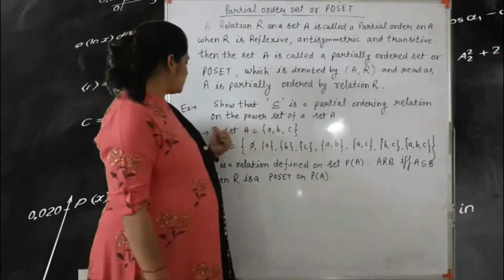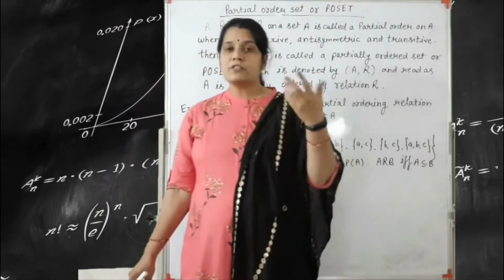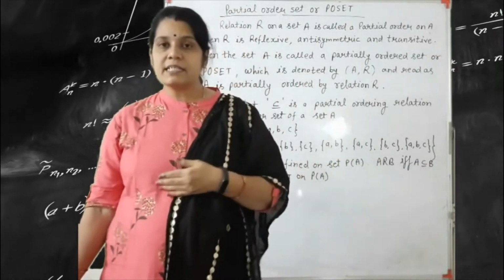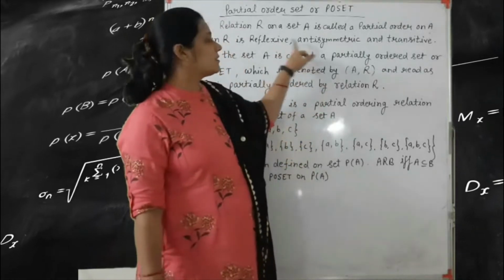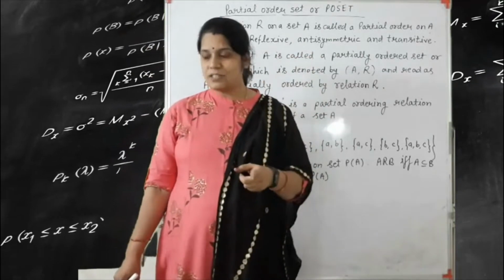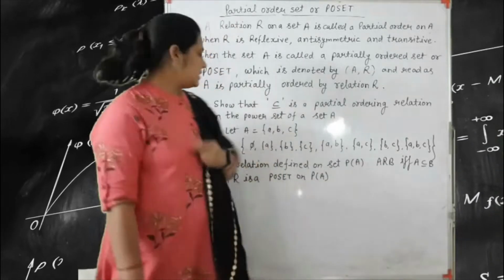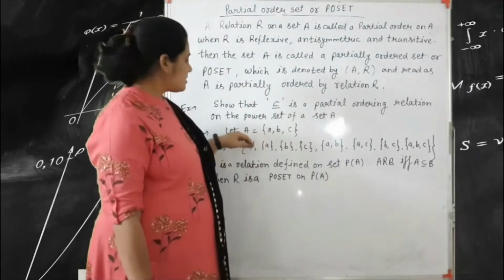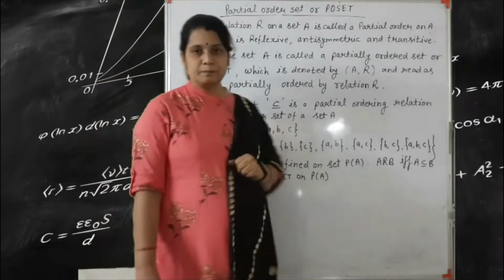First we consider a set, because according to the set we find the power set, and with the help of the power set we check here the three conditions: reflexive, antisymmetric and transitive. So let's start the solution. First we consider A is equal to {a, b, c}.